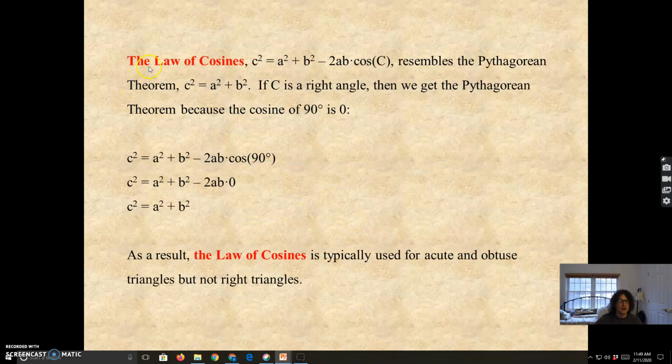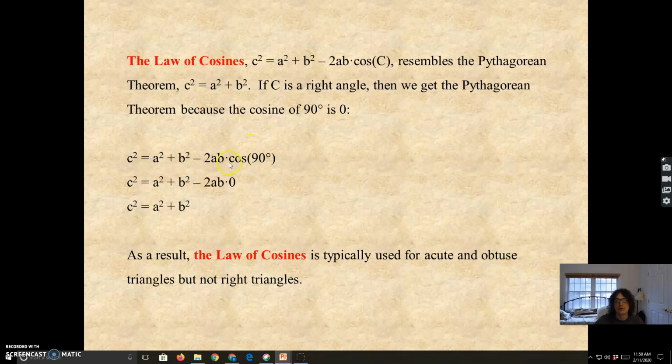So here's, again, the law of cosines: c squared equals a squared plus b squared, where these are all lowercase, minus 2ab, again lowercase, times the cosine of uppercase C, which is the angle. It resembles the Pythagorean theorem, c squared equals a squared plus b squared. If C is a right angle, then we get the Pythagorean theorem because the cosine of 90 degrees is 0.